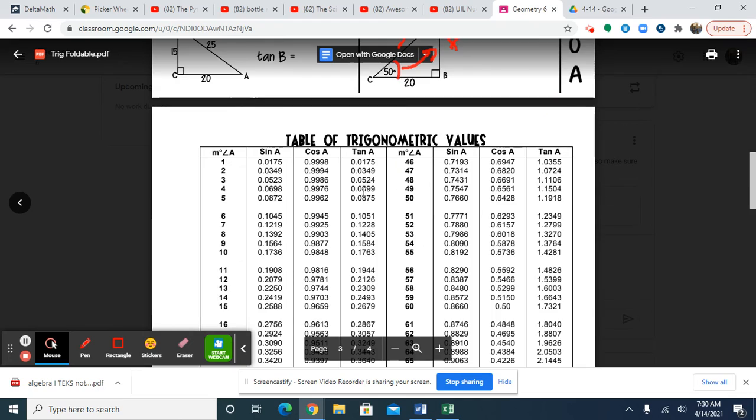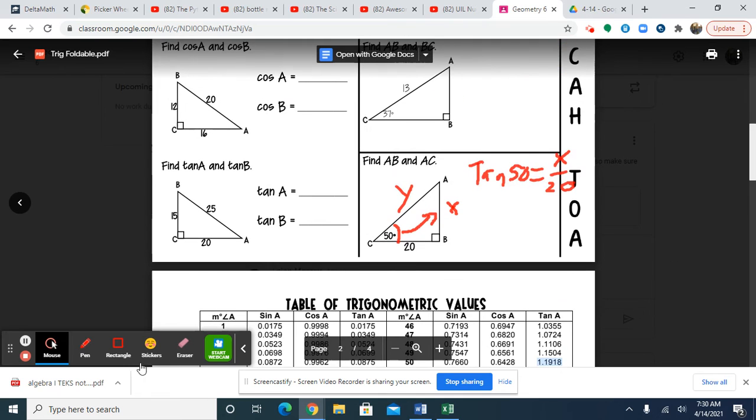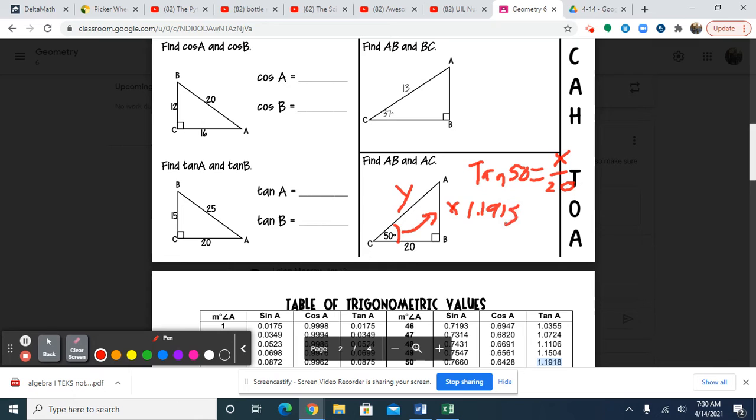So now tangent being the third column is actually up here, 1.1918. So 1.1918 is equal to x over 20. We multiply both sides by 20, and 20 times 1.1918 is 23.84. So the other side being 23.84. That is AB.